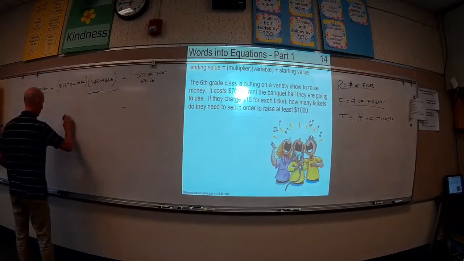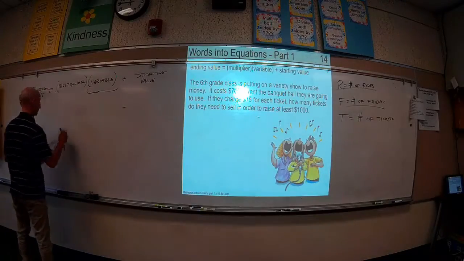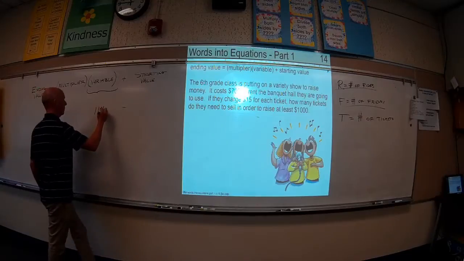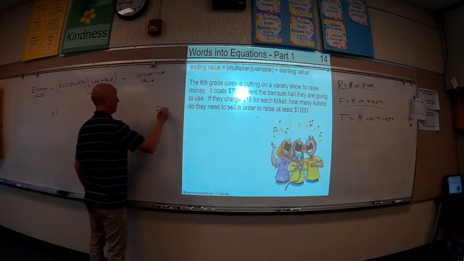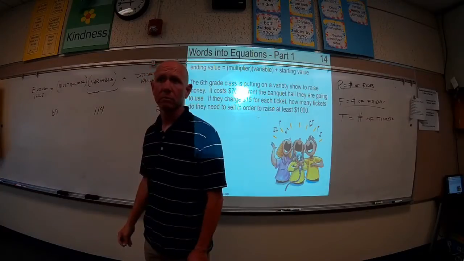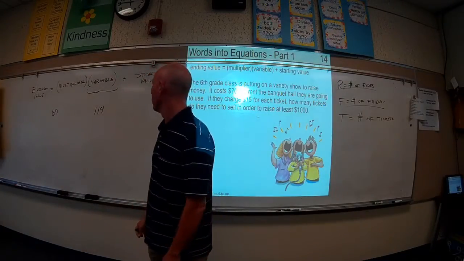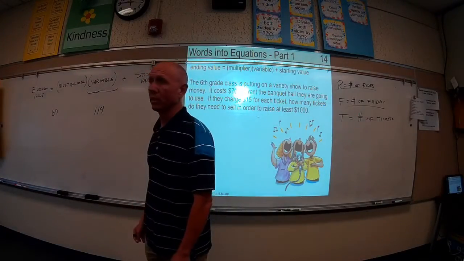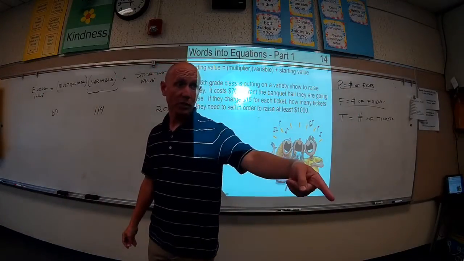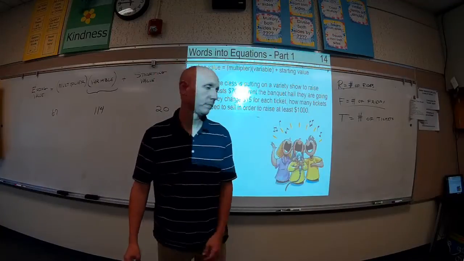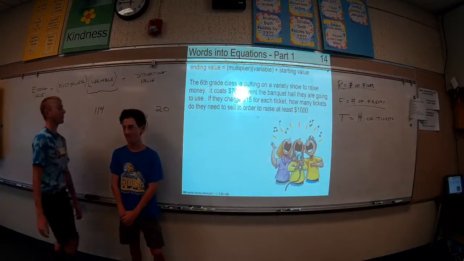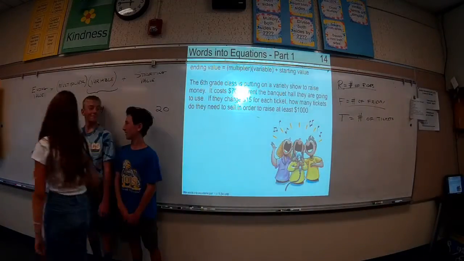Oh, it's at least. Okay, who's going to represent 20? JJ, come up, you're 20. Who's going to be my 114? I'll be 114. Can I be 67 then? Get up there, 67.